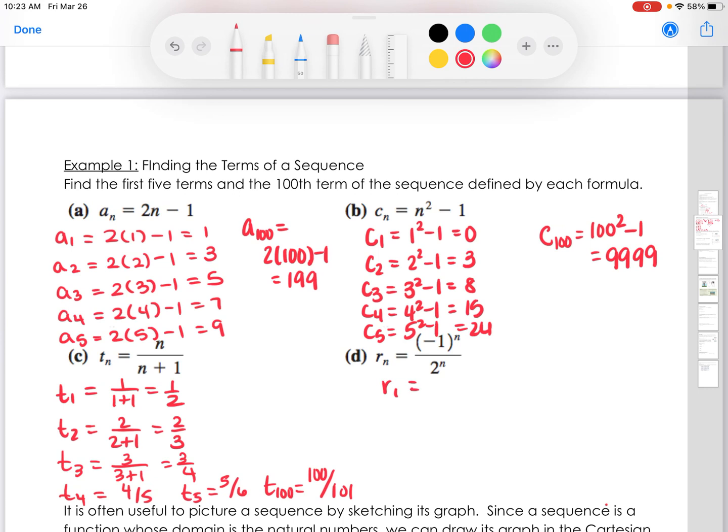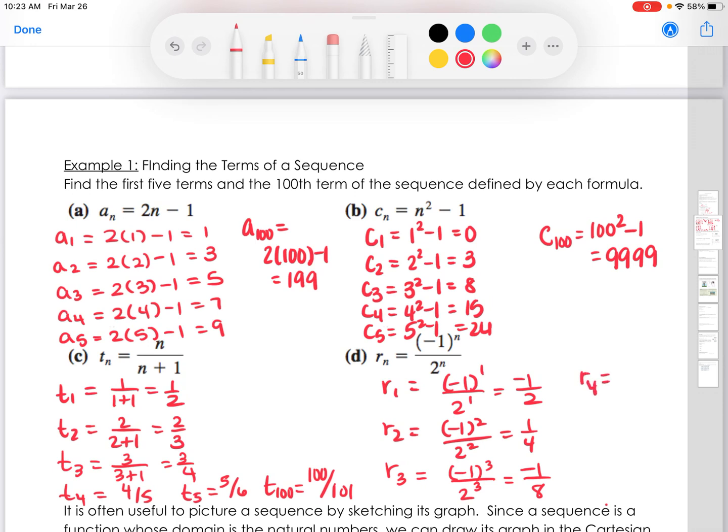And then we can use the same rules here. R sub 1, so that's -1 to the first over 2 to the first. That's going to give us -1/2. R sub 2, we're going to get -1 squared over 2 squared, so that's going to give us +1/4. R sub 3, that's going to give us -1 cubed over 2 cubed, so -1/8. R sub 4, that gives us -1 to the 4th over 2 to the 4th. That's going to give us 1/16. R sub 5, -1 to the 5th over 2 to the 5th, so -1 over 32.